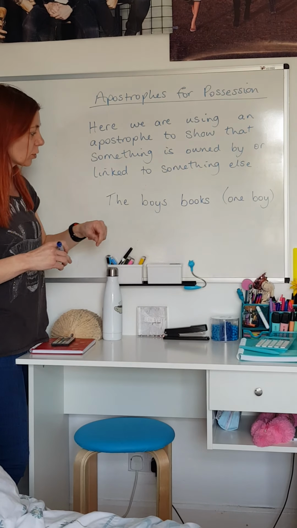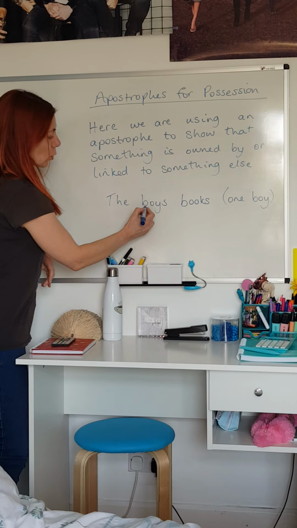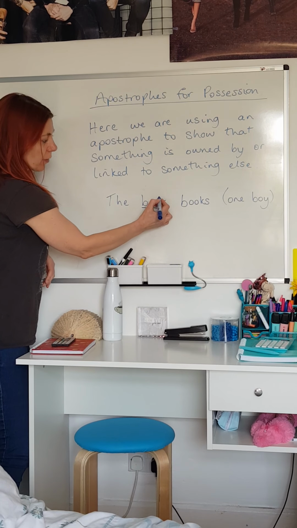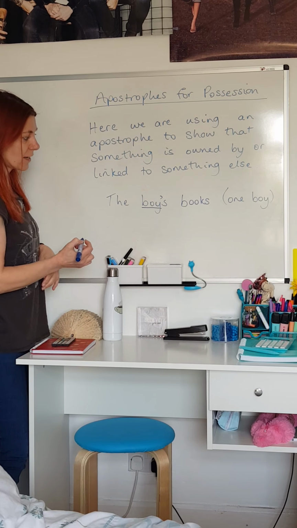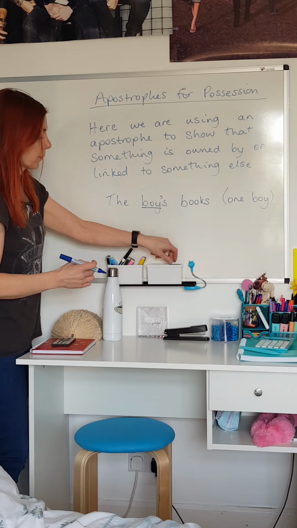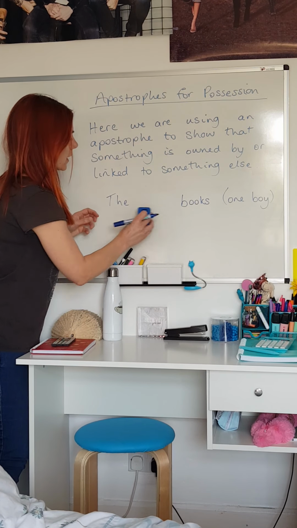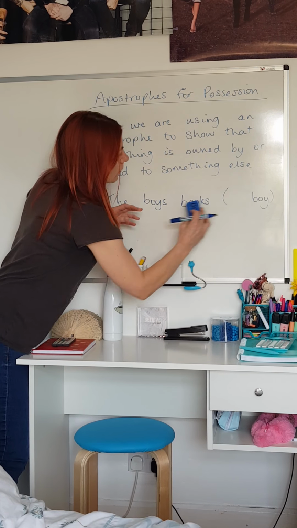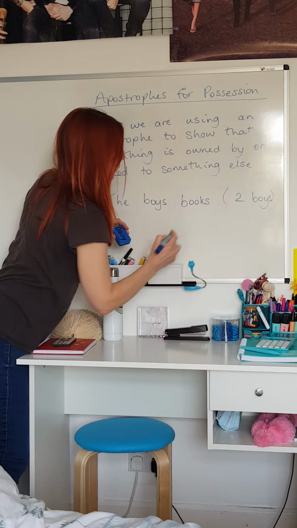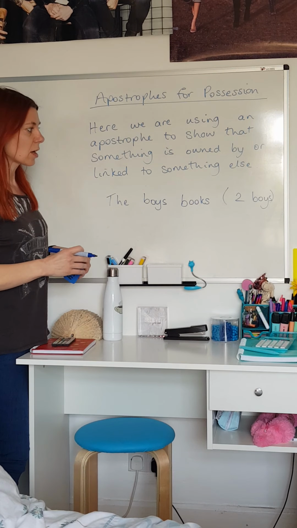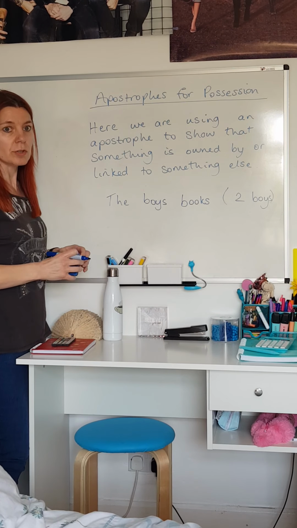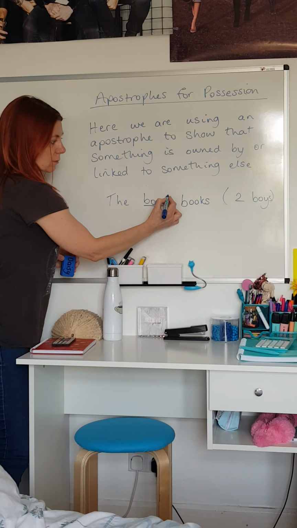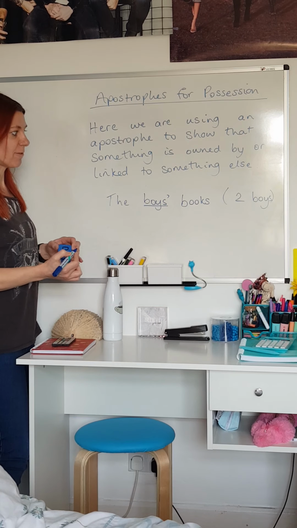So if we think about these books, who owns them? It's the boy. If we imagine underlining who it belongs to, then the apostrophe comes at the end of who it belongs to. Okay, if we try it again like this, the boys' books, but this time we've got two boys. So who do the books belong to? They belong to the boys, so the apostrophe comes after it.